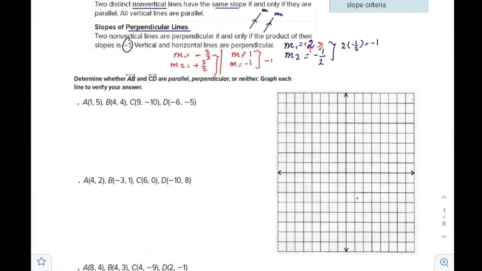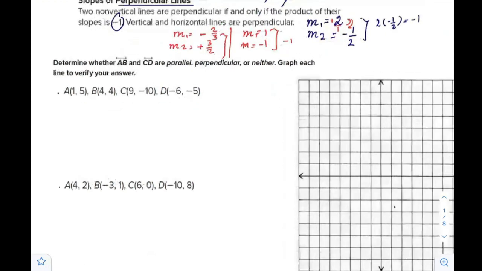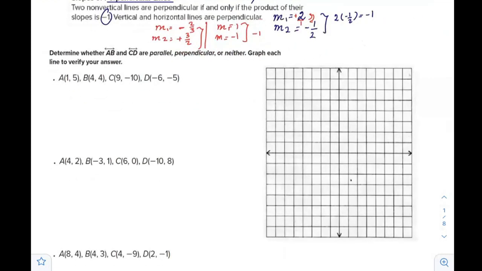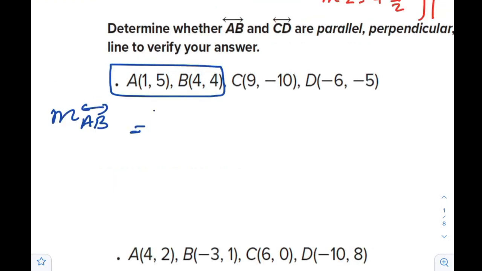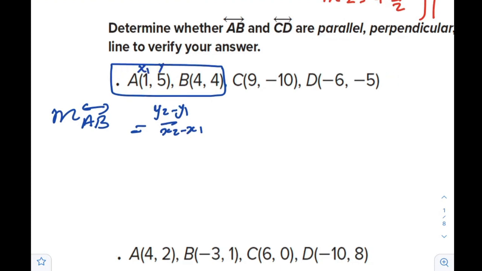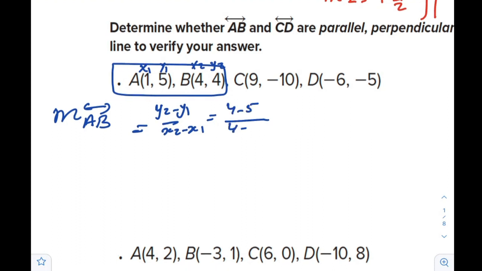Let's take now a practice exercise. Determine whether AB and CD are parallel, perpendicular, or neither. Graph each line to verify your answer. Let's find the slope of line AB. Recall, what is the slope? Slope is y2 minus y1 over x2 minus x1. We have done lots of exercises on this topic before. You can refer to this lesson. So it's -1 over 3.